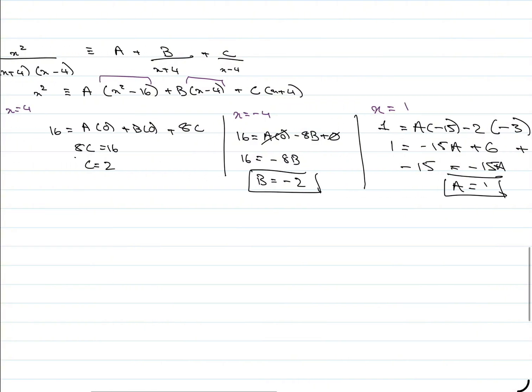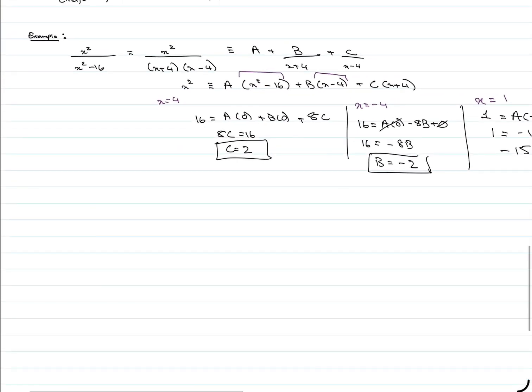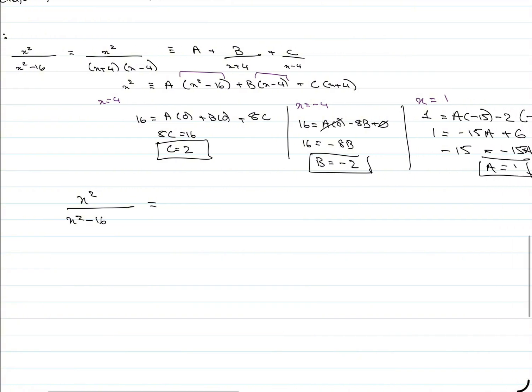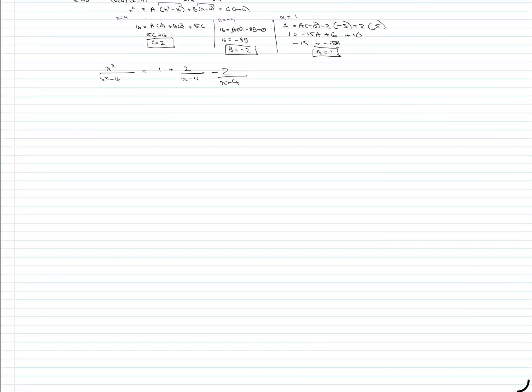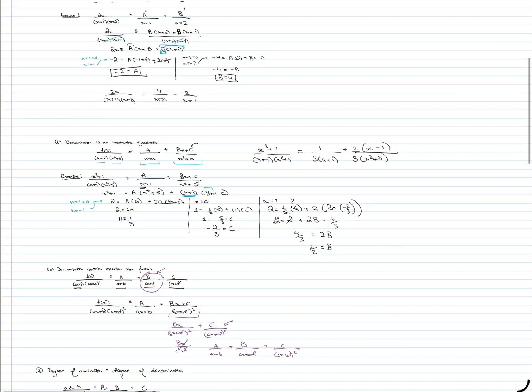So we found our values. And we can write this as x squared upon x squared minus 16 is equal to 1 plus 2 upon x minus 4 minus 2 upon x plus 4. Okay. And that's partial fractions. Basically, once you get the form right, it's just algebra. You just need to memorize this, understand the logic behind it. You just LCM, then you substitute, then you solve.